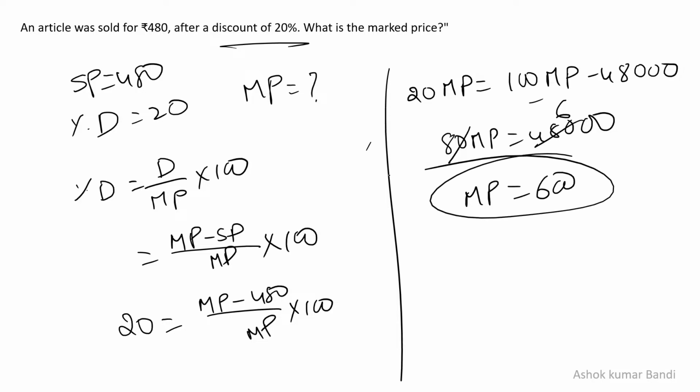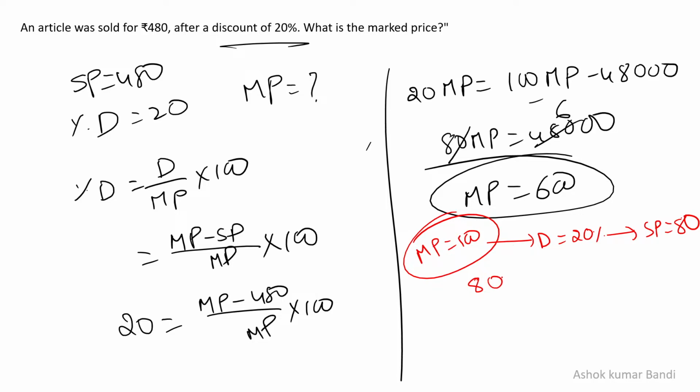You can do it like this if you want, but the easiest way is, don't use all these things. Simply take your market price equal to 100, just an assumption. How much discount are you giving? You are giving 20% discount. That means your selling price should be 80, because out of 100 you are reducing it by 20, so you are only selling it for 80. So now comparison starts. Our problem's selling price is 80, the original problem's selling price is 480.